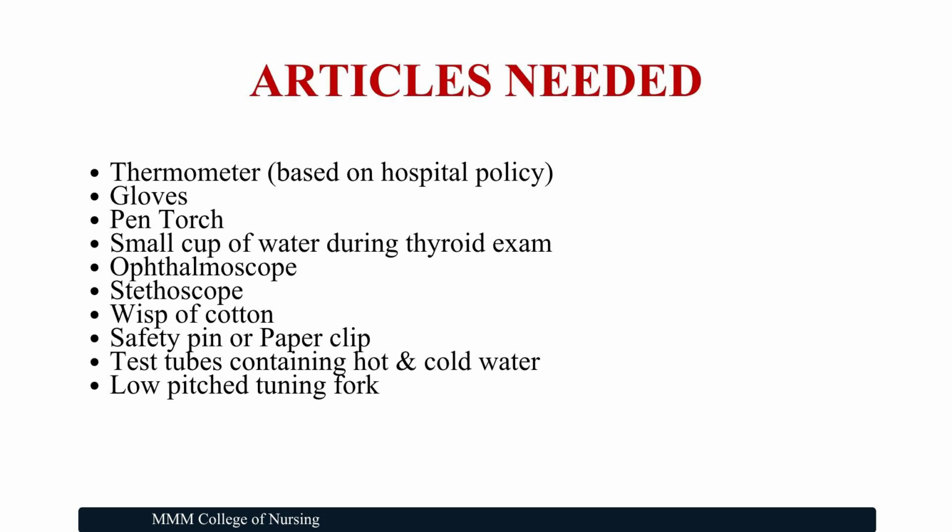Next, we'll move into the physical examination. Before that, we'll see what equipment is needed for it. We need a thermometer, gloves, a pen torch, a small cup of water for the thyroid exam, an ophthalmoscope, a stethoscope, a cotton wisp, a safety pin, test tubes with hot and cold water, and a tuning fork. We will need these.